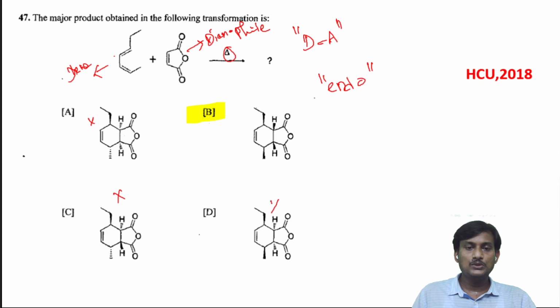Here also both are below the plane. When this diene approaches below the plane of the diene, this should be below the plane and the hydrogen should be above the plane. So this is the correct option.